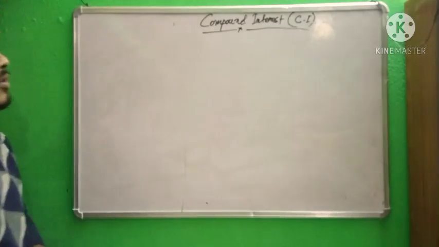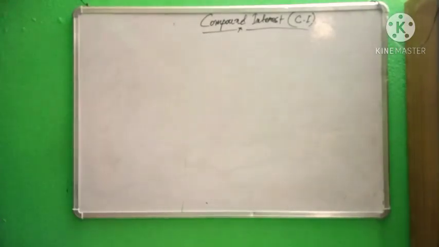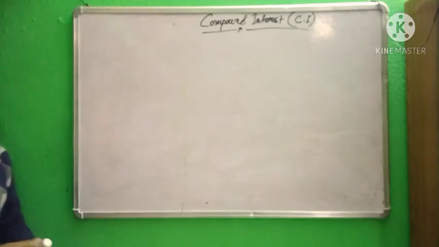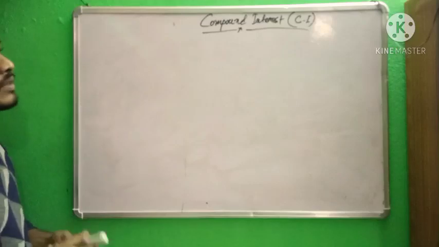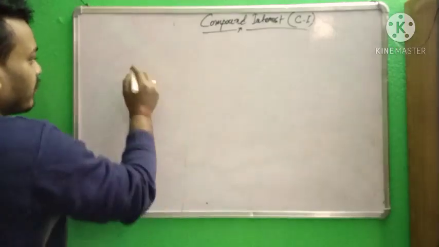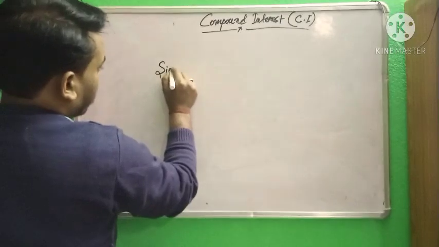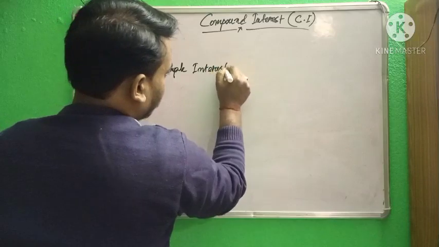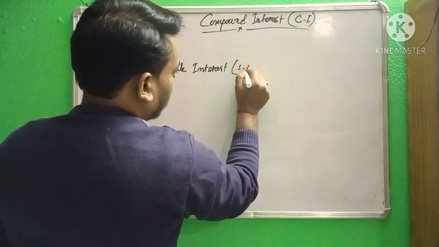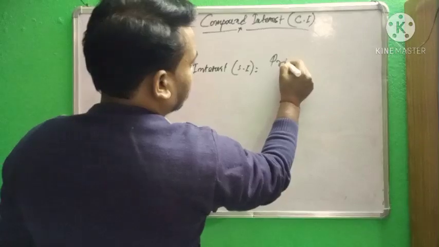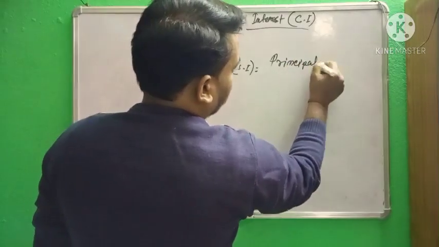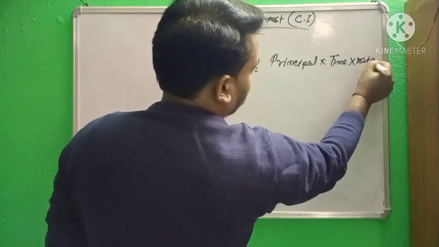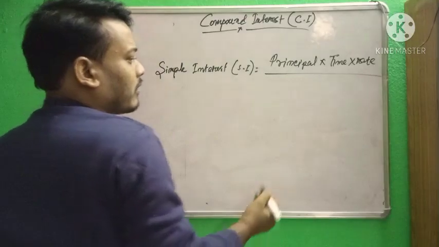Before entering the topic, let us recall the basic concept of simple interest, which we learned in class 7. Simple interest, in short SI, is equal to principal into time into rate, that means rate of interest, divided by 100.